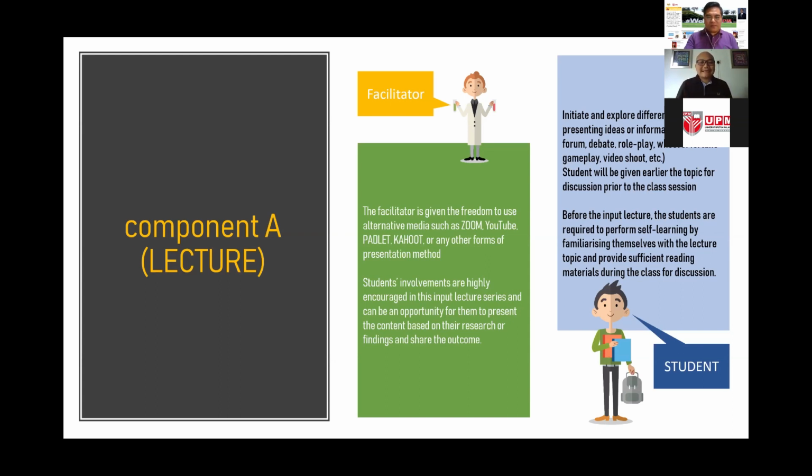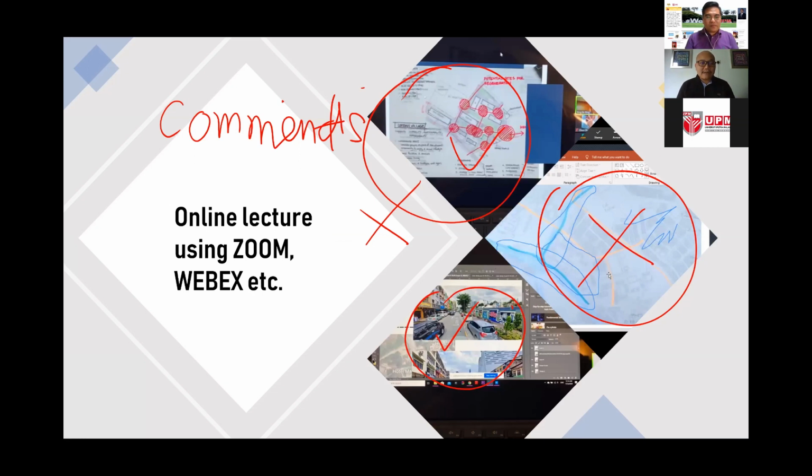I think this also happens in other pedagogy, in the academic routes, not only in architecture. So in this way, if a student has difficulty accessing the internet, you can have it not in real time. You can just post it somewhere, and the student can watch it when they're available and when they have the data.